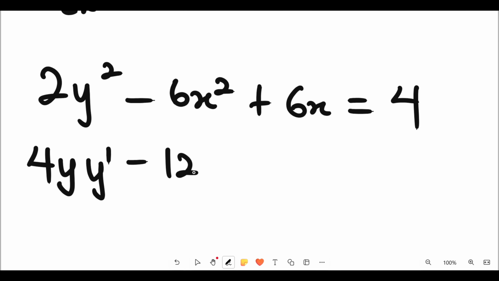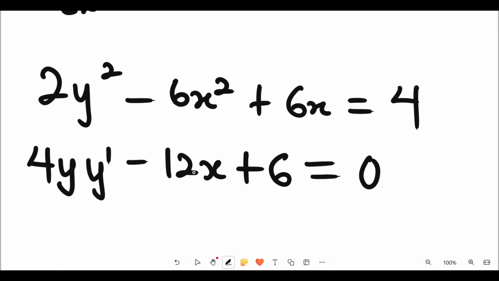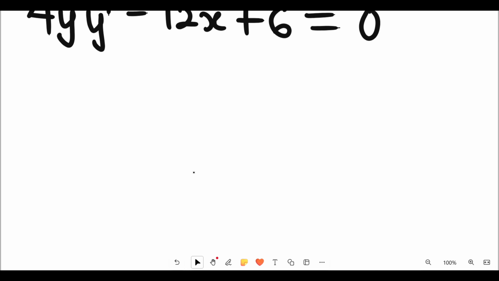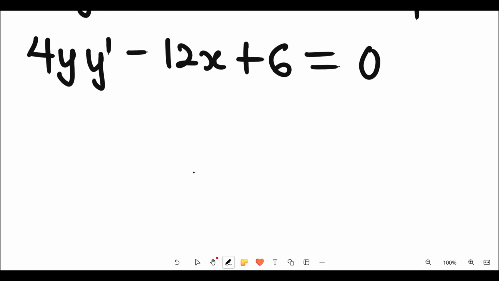Then you differentiate this one, we are going to get 2 times 6, so it's going to give us 12x. Then here to differentiate your 6x, you are going to get positive 6. When you differentiate your constant, you are going to get it to be 0.